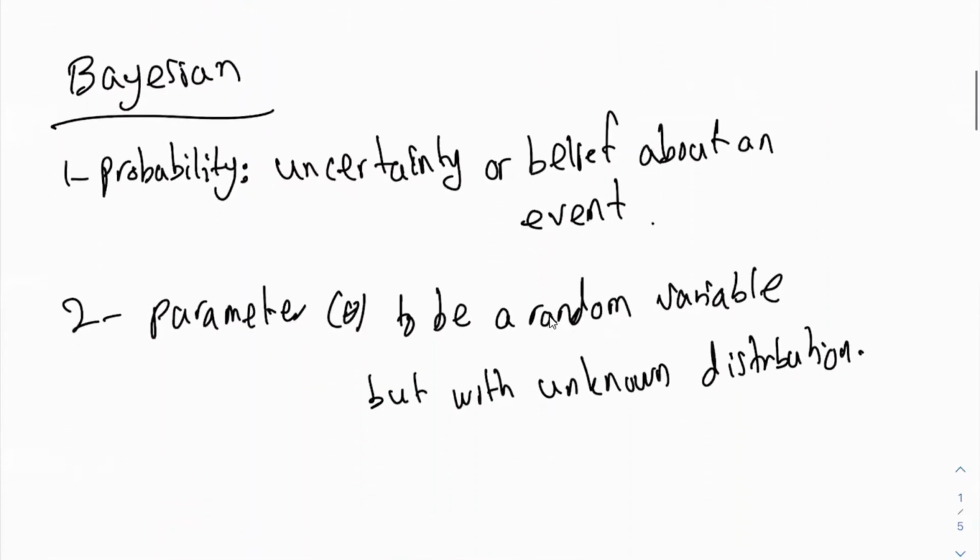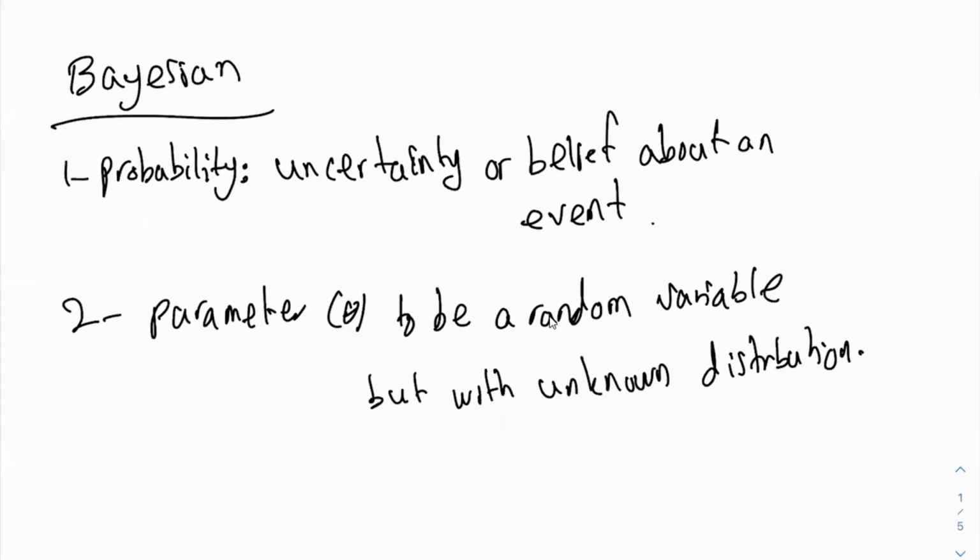Now, on the other hand, the Bayesian approach defines probability as a measure of uncertainty or belief about an event. So, going back to the case of a fair coin, if you want to calculate the probability of a head using the Bayesian approach, you say that I don't have any reason to prefer the head over the tail. So my uncertainty or my belief about head and tail are equal. So both of them will have probability 0.5.